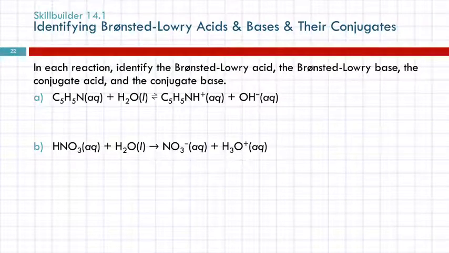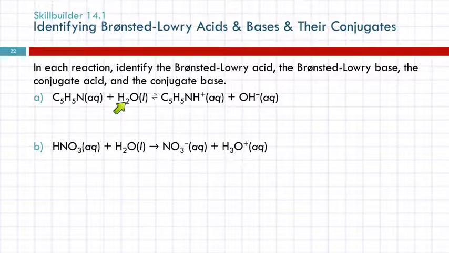So what do we need to be able to do with all of this? A question like this: in each reaction, identify the Brønsted-Lowry acid, the Brønsted-Lowry base, the conjugate acid, and the conjugate base. You can just throw the words Brønsted-Lowry out. Identify the acid and the base, the conjugate acid and the conjugate base. The acid and the base are always going to be on the left side of the arrow, and the conjugates are going to be on the right side. So identify the acid and the base first.